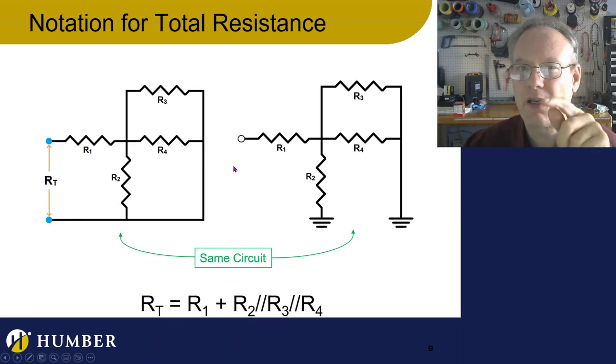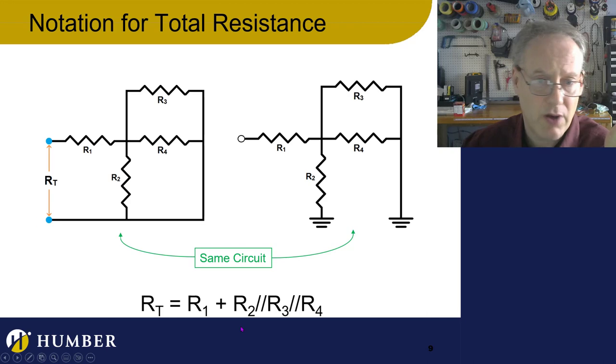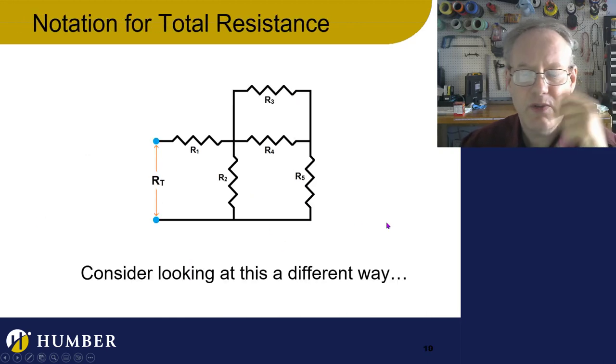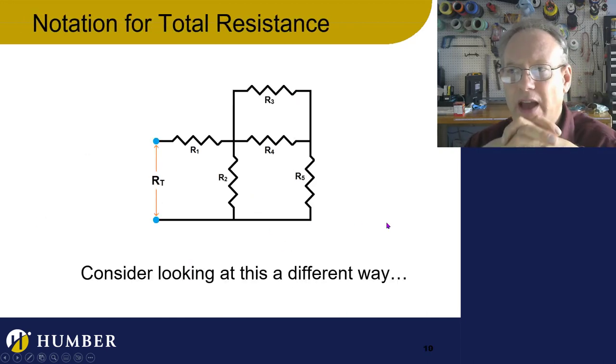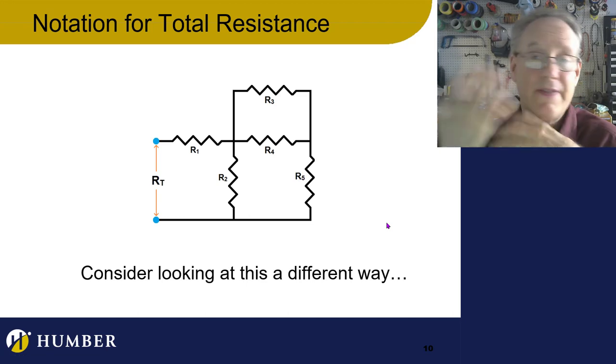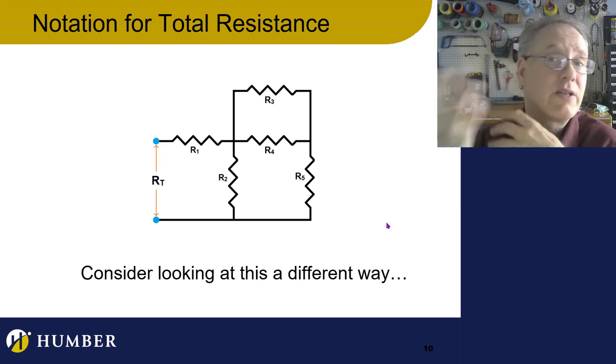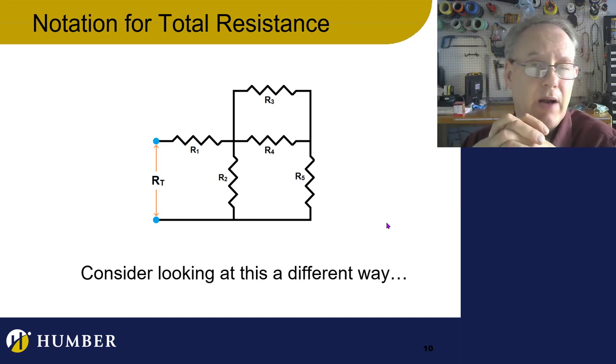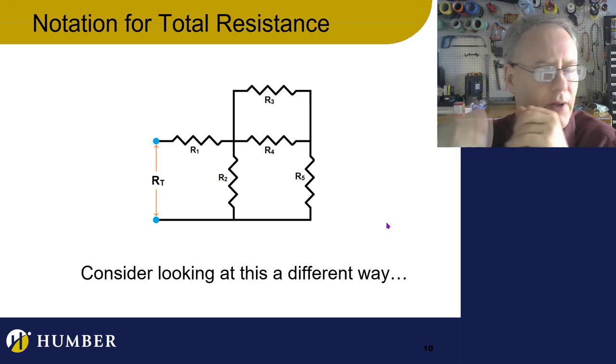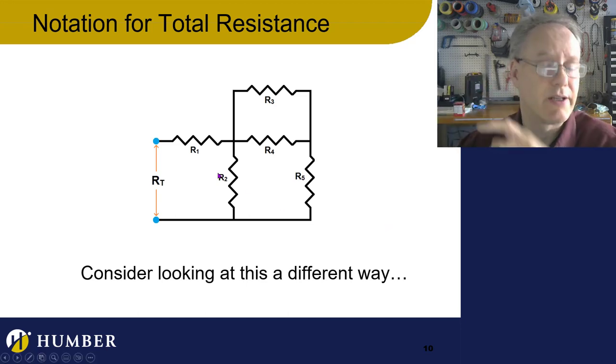Now, this one is a little bit more tricky. Oh, by the way, here, this is the resistor notation: R1 plus all of these three in parallel. This one's a little bit more tricky because we've actually got three things in parallel. There are different ways of looking at this. We have three things in parallel, and one of them is more complicated. I'll just tell you the answer.